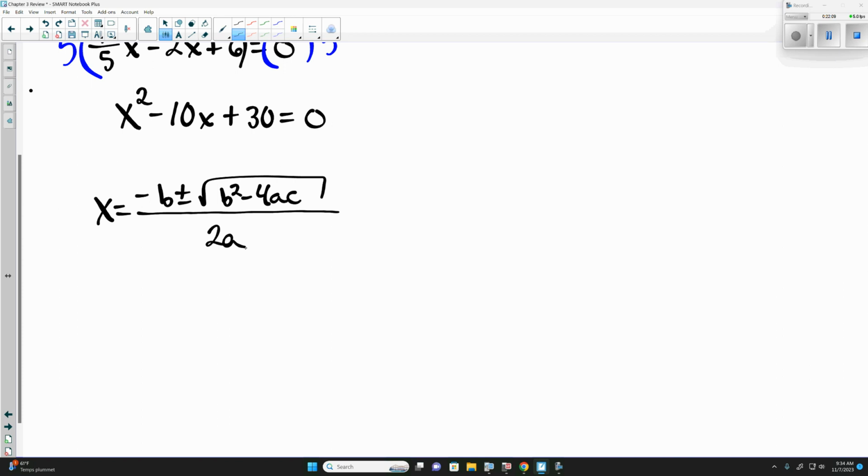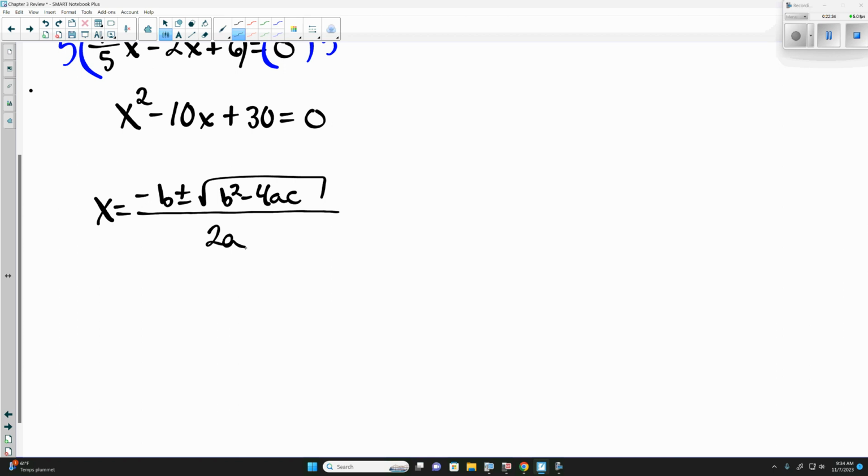Now, because we know it didn't cross the x-axis, that eliminated 3 of our possible solutions, or not solutions, but solving methods. It eliminated factoring, graphing, and square root method. Kind of square root method. And left us with completing the square and quadratic formula.